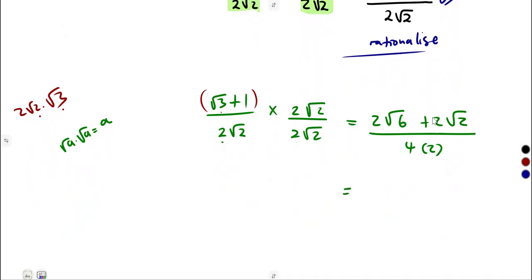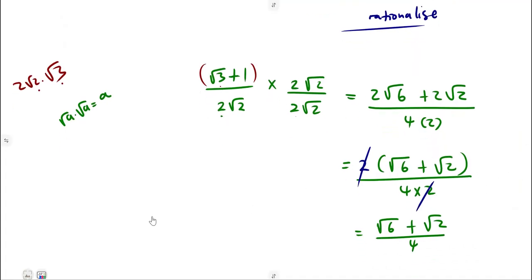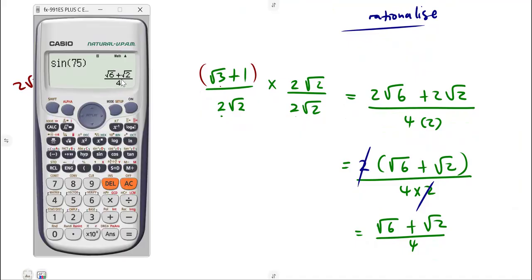We can see the 2 here is common in the numerator. So we can factor that 2. And thus we are going to obtain square root of 6 plus square root of 2, everything over 4 times 2, or you can just leave it as 4 times 2 and cancel this 2 here. So that is what you're going to have, square root of 6 plus square root of 2 over what? Over 4. Exactly the same answer that we got before on our calculator here.